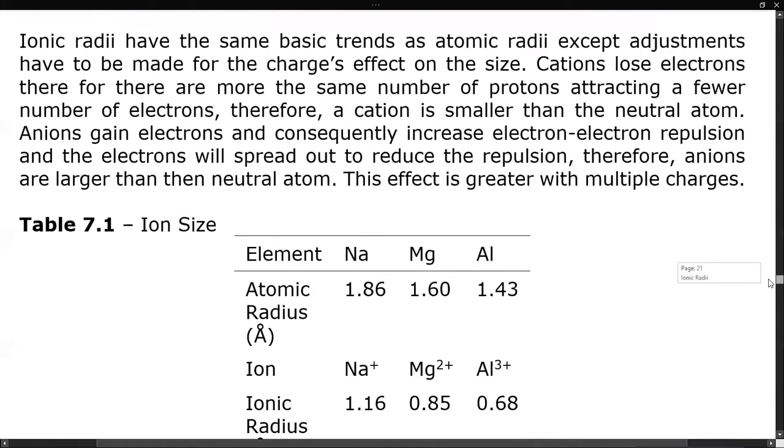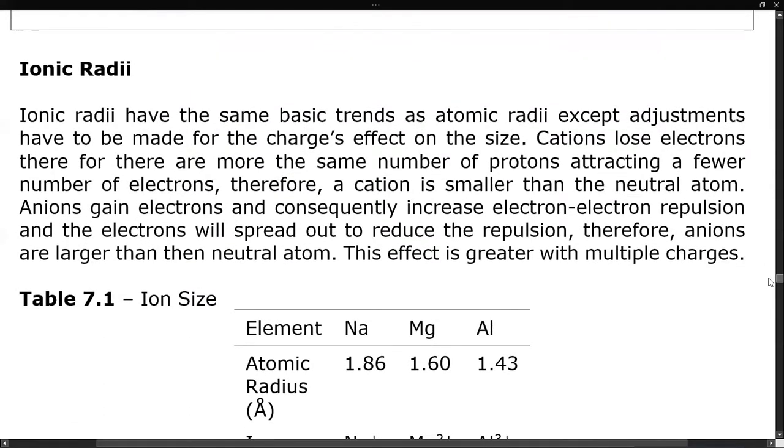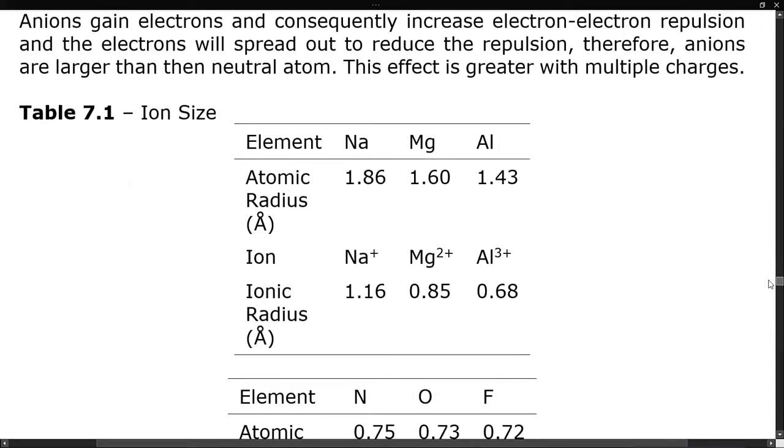Ionic radii. Ionic radii have the same basic trends as atomic radii, except you have to make adjustments for the positive and the negative charge. Cations are going to lose electrons, so you got fewer electrons than protons, and therefore it's going to shrink in a little bit and be smaller than the neutral atom. Anions, you're going to add extra electrons, so electron-electron repulsion gets bigger. So it'll spread out to minimize that repulsion. The effect is going to be a larger ion than the neutral atom. But you see the same basic trend occurs if you're looking at cations and anions, but if you mix and match, you have to be really careful.